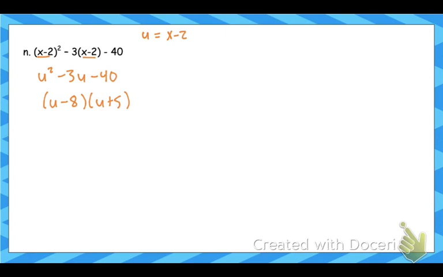The problem is that's not really the factored form of my original question, because my original question didn't have u. My original question had x minus 2. So I need to go back and replace that u with the original x minus 2. Then from there, I can simplify it if it simplifies. And in this case, it will, because x minus 2 minus 8 is just x minus 10, and x minus 2 plus 5 is just x plus 3.